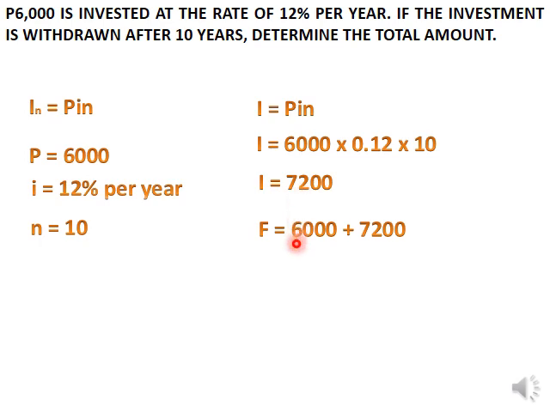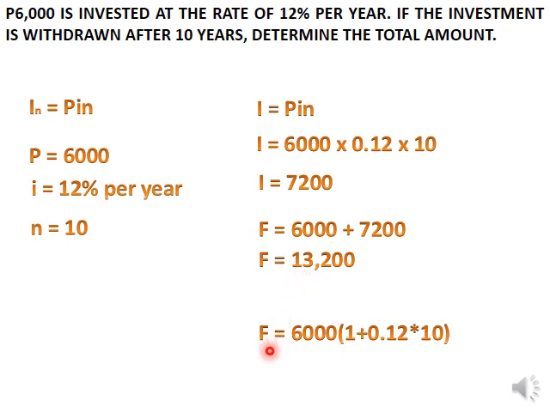Or we can also compute this. We can now compute the total future amount, or the amount withdrawable after 10 years, to be equal to the initial amount, which is the principal, plus the accumulated interest, or a total of 13,200. Of course, we can use the shorter formula, which is the formula we have derived earlier, F is equal to the principal amount times 1 plus in. The same, we have the same amount of 13,200 pesos.